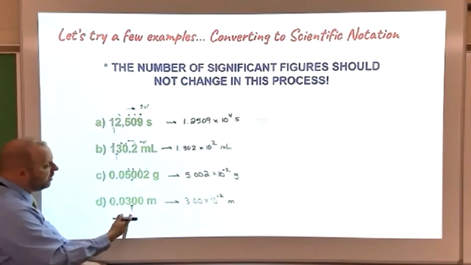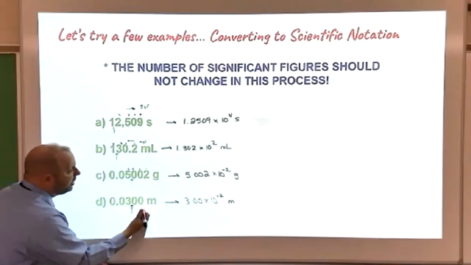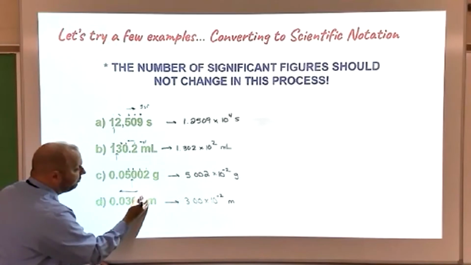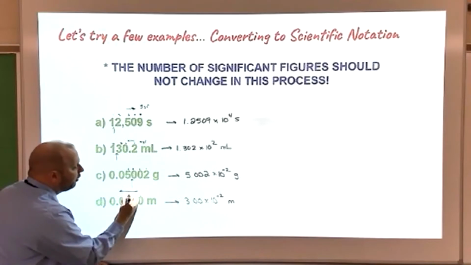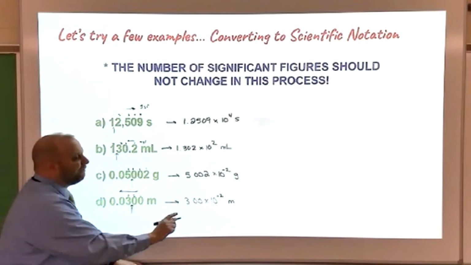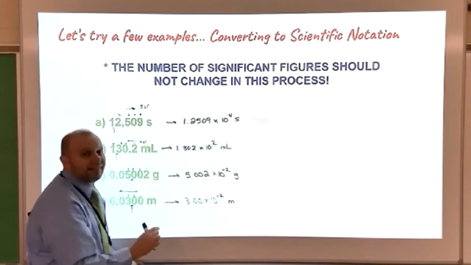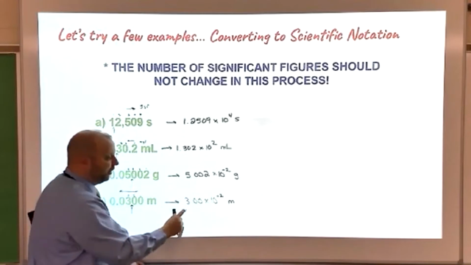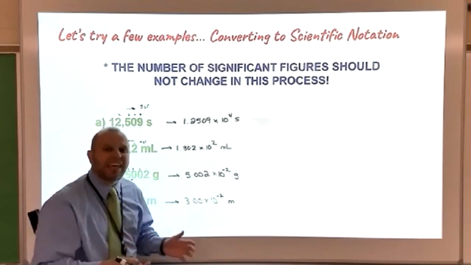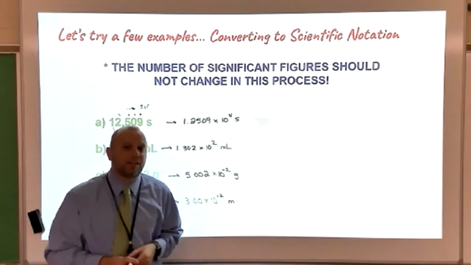So if you look at the original number, we have a decimal place, so we're going to count in this direction from right to left. So we have 1, 2, 3 significant figures. We stop counting right here. If I just had the 3, that would only have 1 significant figure. So I have to keep these 2 zeros here so that I maintain the 3 significant figures that I need.